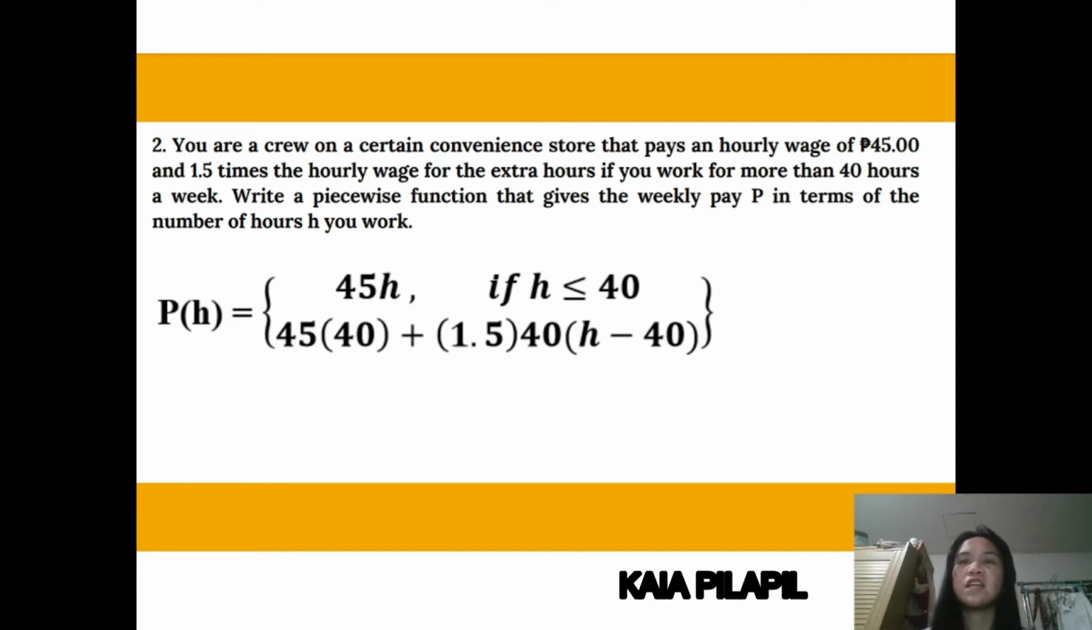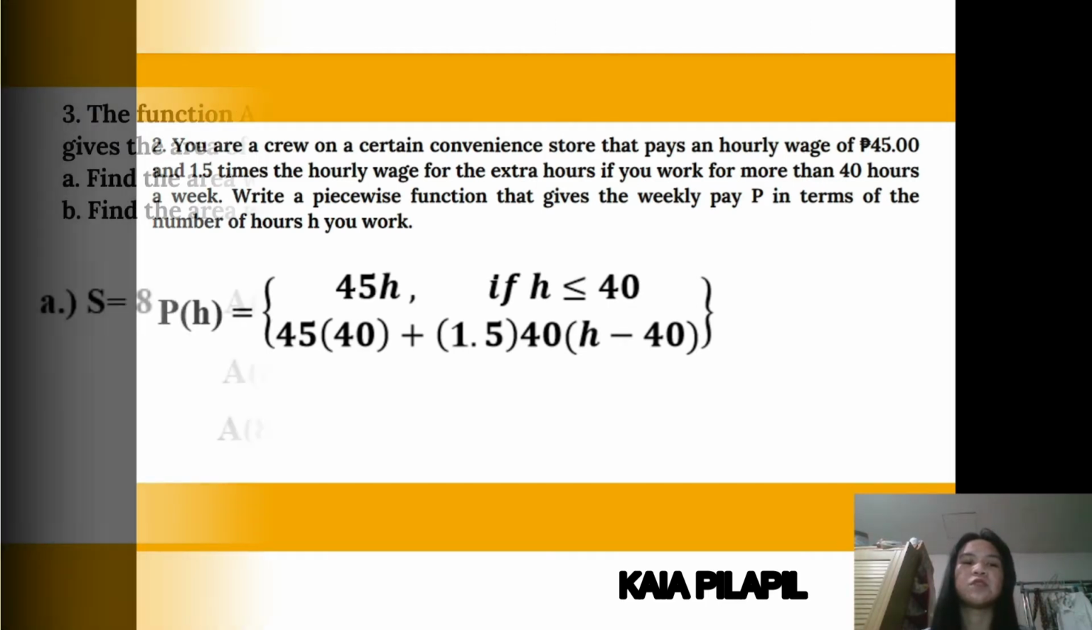So why h minus 40? That is because your 40 hours of work for a week is already counted in 45 times 40. So what we only add is the overtime, the extra hours you have worked, which is 1.5 times 40. So, that is our pay per hour in problem number 2.